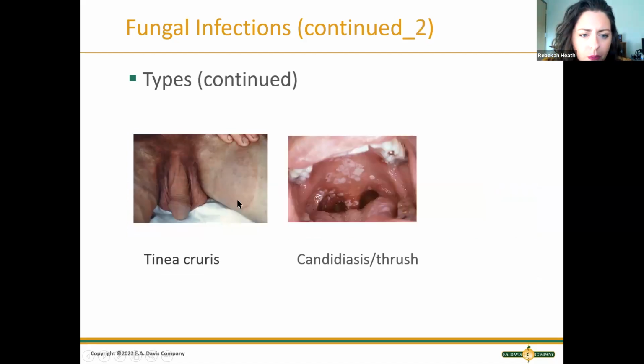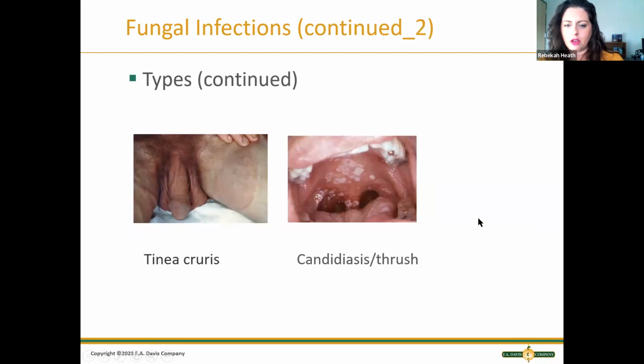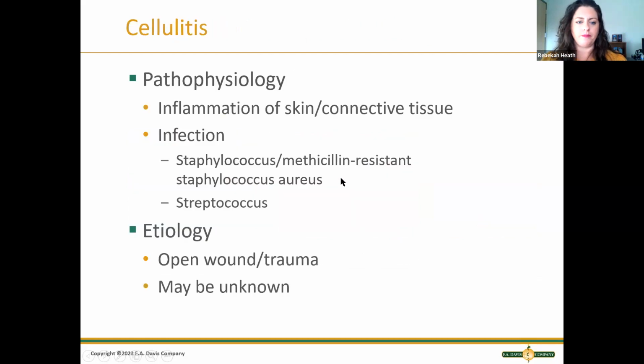Here's one on the groin, and see how this is like this big wide lesion compared to some of these smaller lesions. Fungal infections usually have these kind of rounded, irregular borders. And then there's also thrush or candidiasis. You can see these white papules, marks on the mouth, and that's a fungal overgrowth in the mouth.